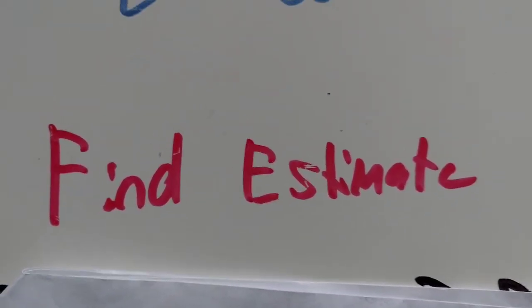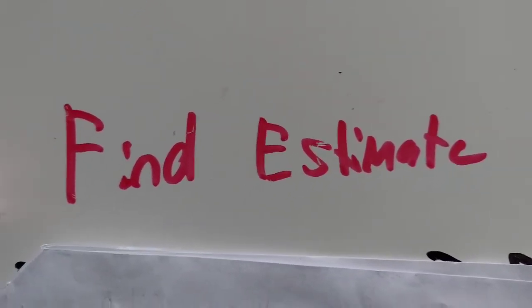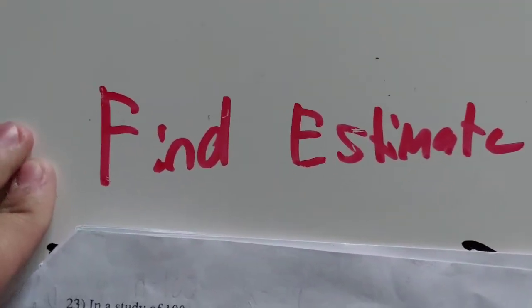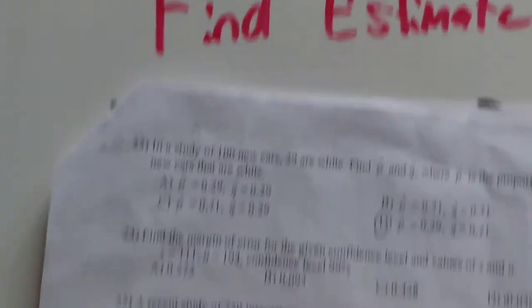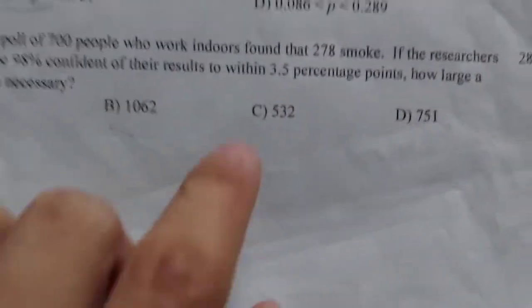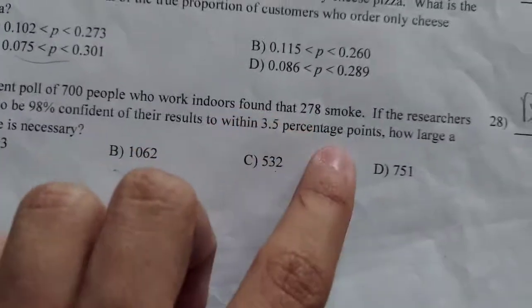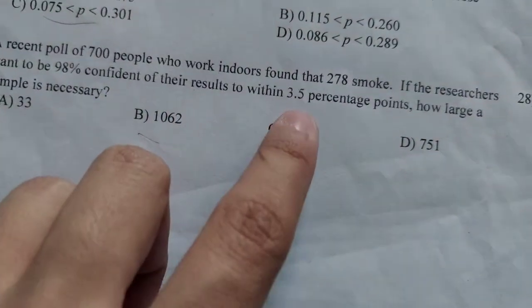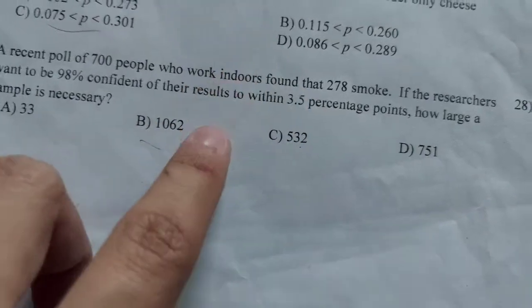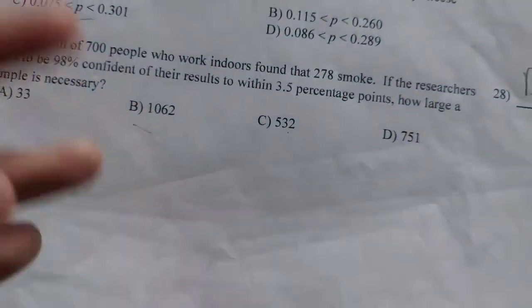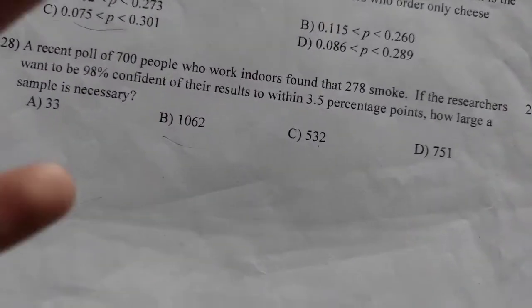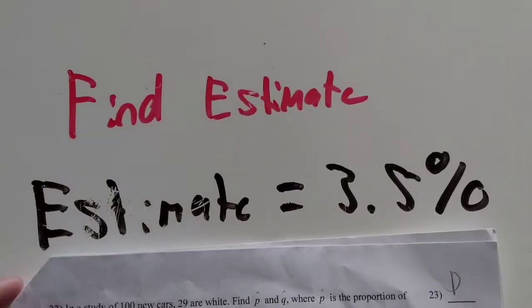Lastly, we're going to find the estimate. Now the estimate doesn't really have a formula to find it. It more or less is put in words. So if we go down to the problem, the words that stick out are: if the researchers want to be 90% confident of the results to within 3.5 percentage points. That "within" signals an estimate. It's around 3.5 percentage points. So our estimate is 3.5%.